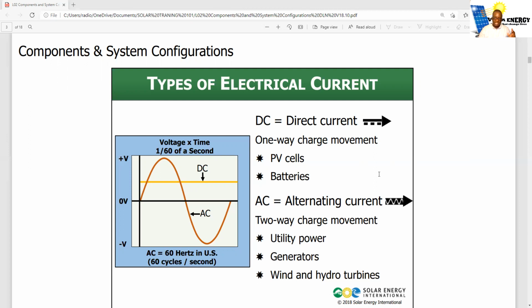Alternating current is two-way charge. Utility power, which is the LEC in Liberia, NEPA in Nigeria, the national grid in America, in different parts of the world is called utility current, provided by the utility provider. They provide your home with alternating current. When you buy a generator, your generator provides you alternating current. The wind turbine provides you alternating current. The wind and hydro turbines provide you alternating current.